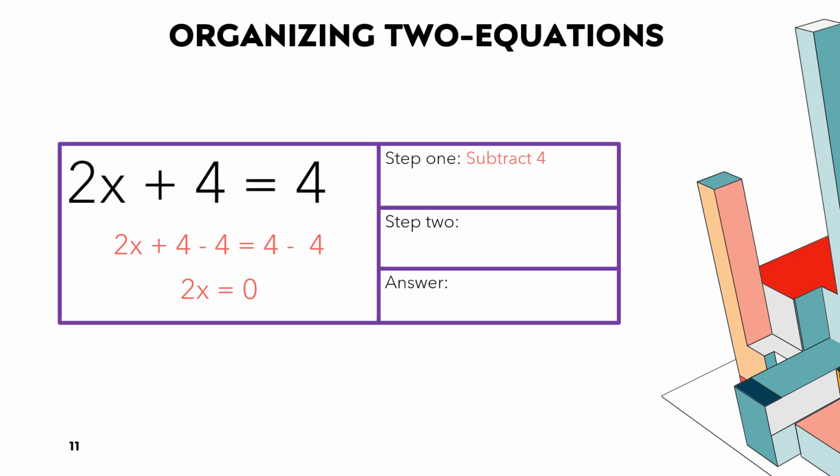In the first box, we will write the inverse operation of subtract 4. In the space below the equation, we will complete the actual work. As you can see, on the left side of the equation, we now have a 2x added to 4, subtracted by 4. On the right side, we have 4 subtracting 4, simplifying to 0. We conclude by writing 2x equals 0, before moving to step 2.